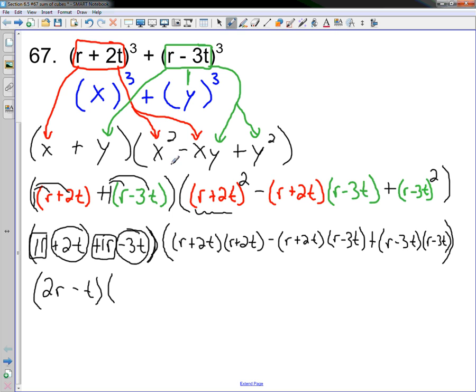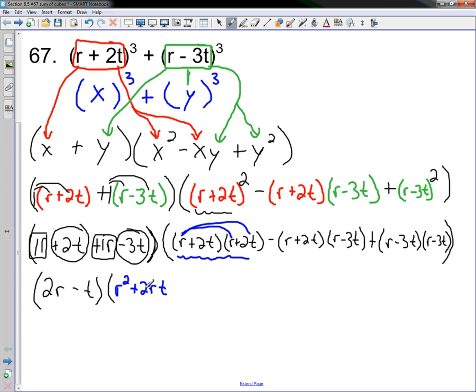Parentheses. I'll do each of these in a different color so we can keep track of them. So the first one's done, the first parentheses. Now we just need to work out the second one. So r times r gives me r squared. R times 2t is going to give me a plus 2rt.